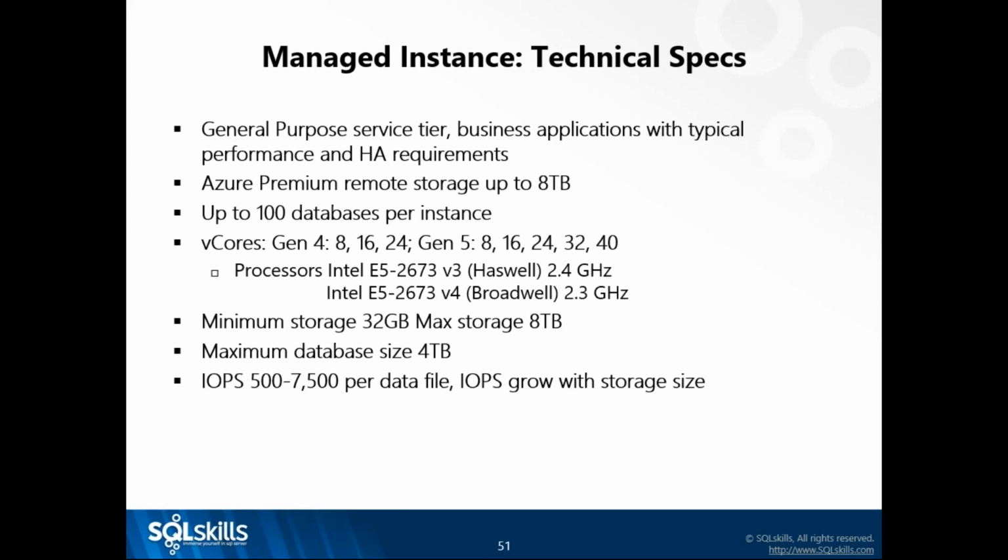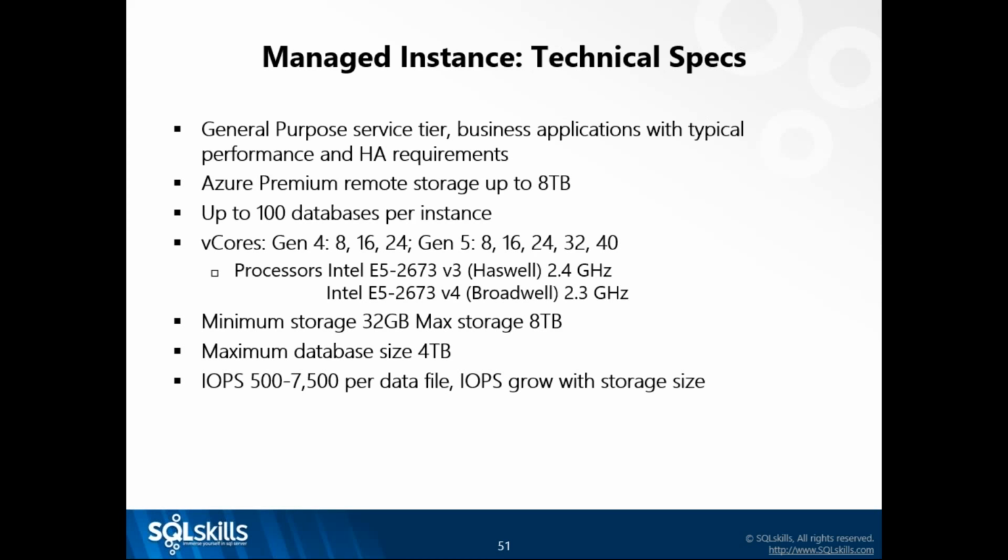Your vCores, Gen 4, it's 8, 16, and 24 vCore. Your Gen 5 is 8, 16, 24, 32, and 40. So we don't see the up to 80 here. But your Gen 4 is an Intel E5 2673 version 3 Haswell processor, so it's functioning at 2.4 gigahertz. Your Gen 5 is a V4 Broadwell 2.3.